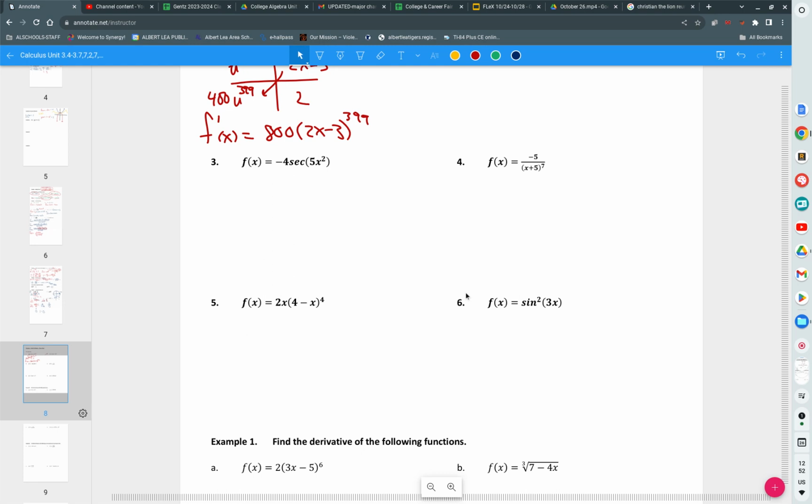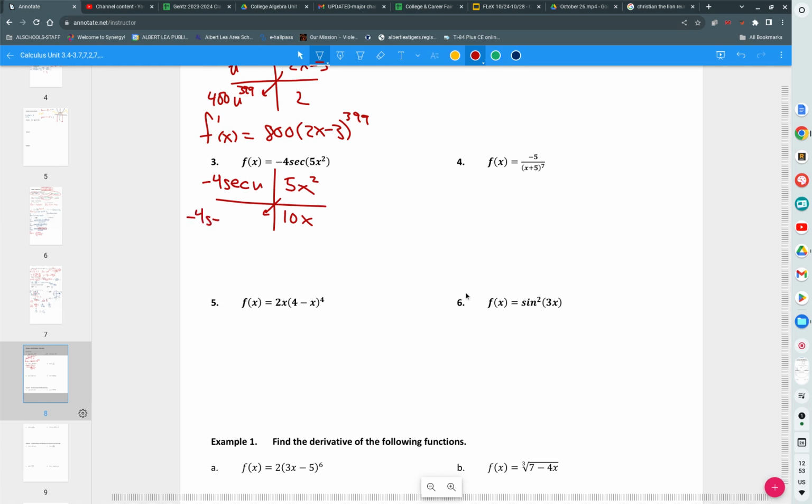Okay, this came up from Miss Hannah. She had a question about this one because she saw the negative 4 out front. Never mind the negative 4. We got a 5x squared. Negative 4 is just a multiplier. We got negative 4 secant of u. What's the derivative of 5x squared? 10x. What's the derivative of negative 4 secant of u?